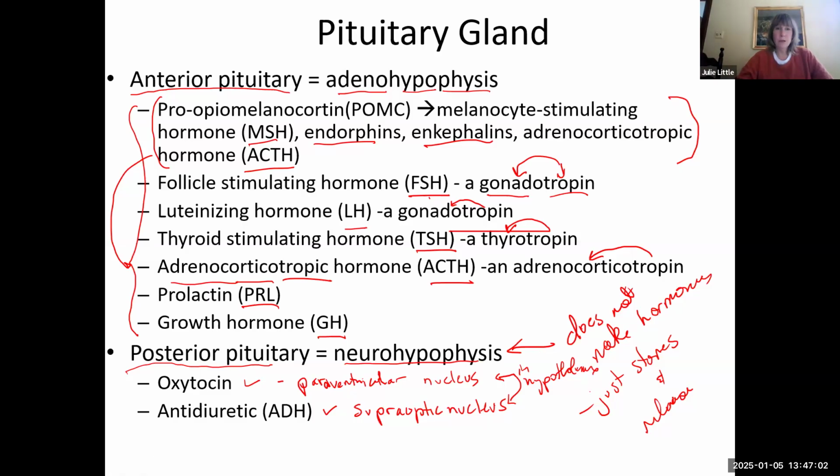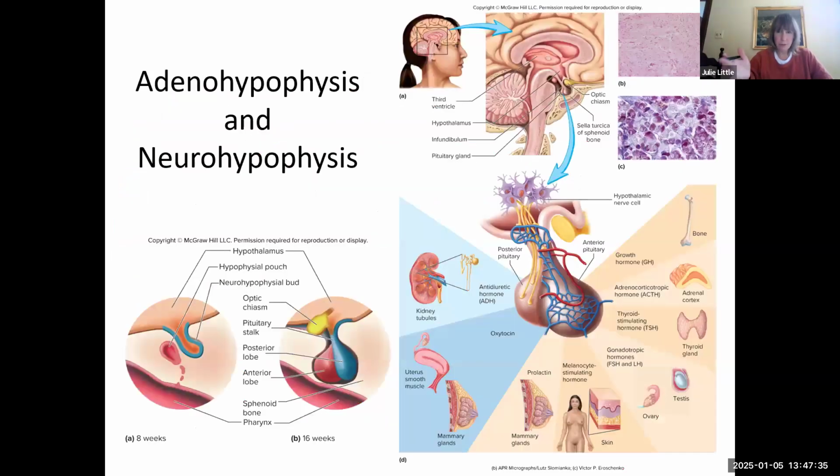The anterior pituitary: in a nutshell, the stimulus for release of its hormones is going to be a hormonal stimulus. For the neurohypophysis, the stimulus for release of oxytocin and antidiuretic hormone is going to be a neural stimulus. So the hormones are released in different ways from these different areas of the organ.